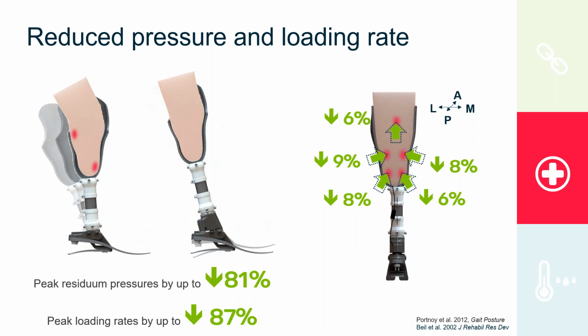In addition, elevated vacuum has also been shown to reduce pressure on the residual limb by helping to keep the load more evenly distributed across the whole surface area. Therefore, the combination of elevated vacuum and hydraulic ankles has the potential to dramatically reduce the risk of injury to the residual limb.